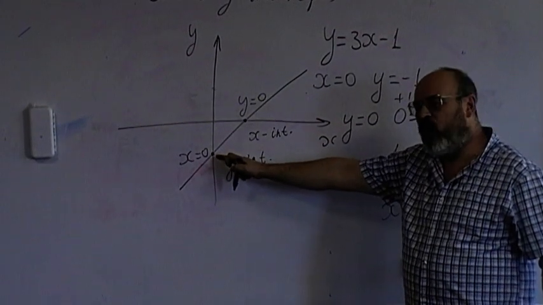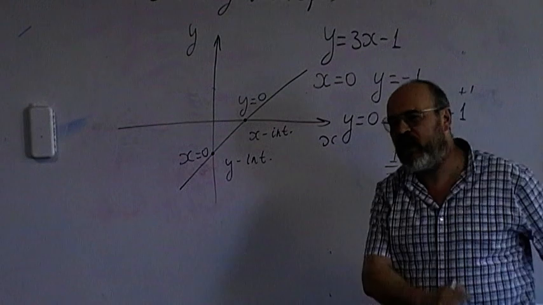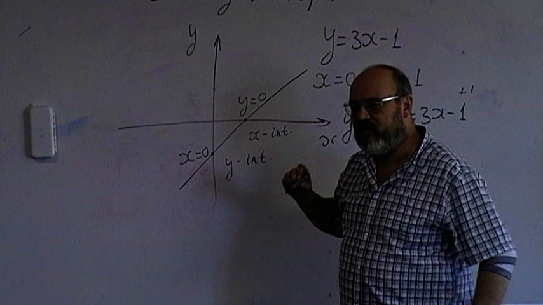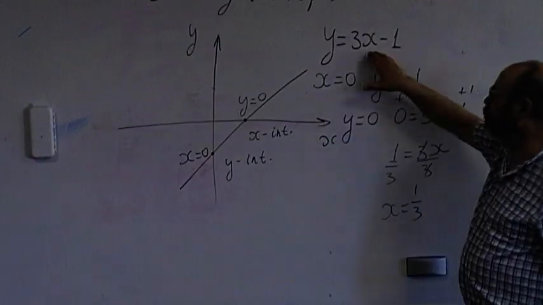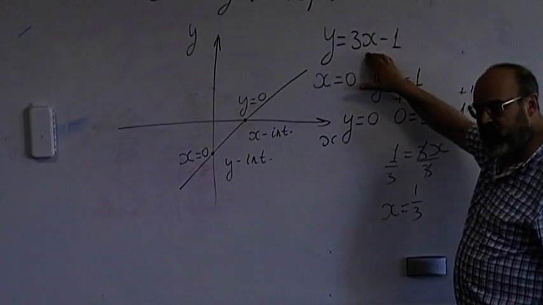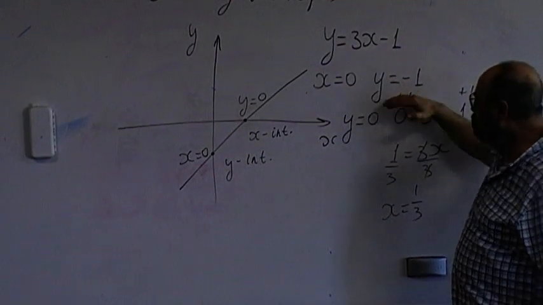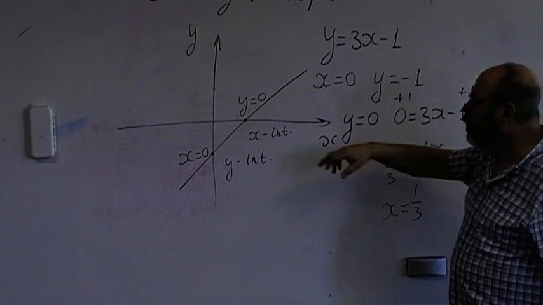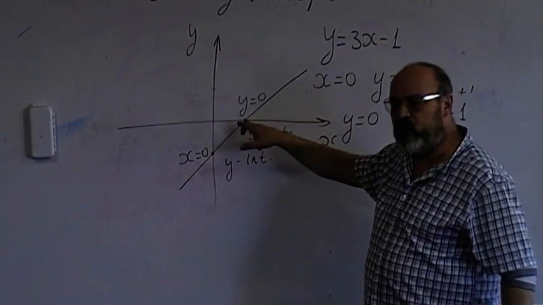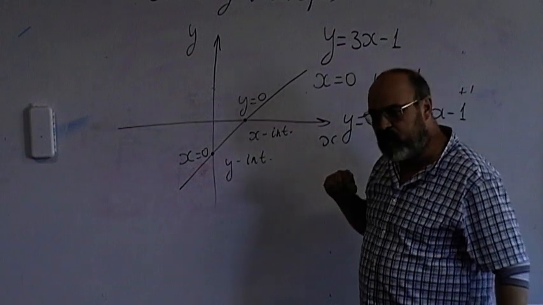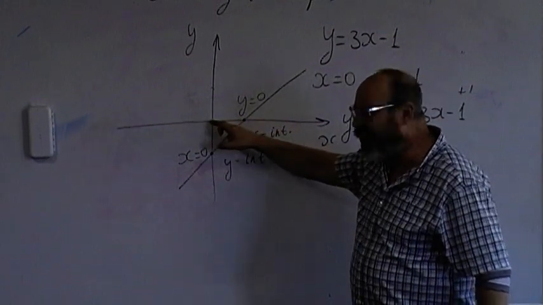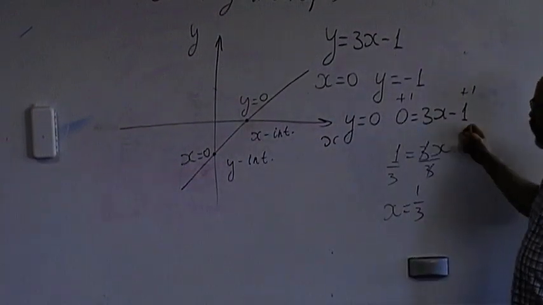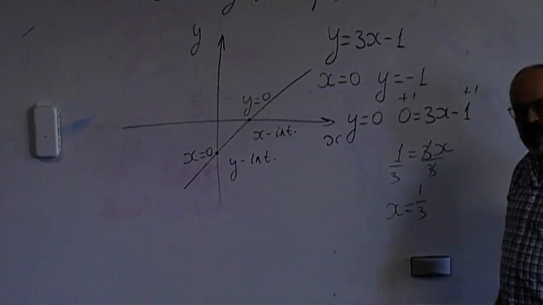Where did we get x equals 0 and y equals negative 1 and y equals 0? The intercept. Where we have the y-intercept, where the line crosses the y-axis, what is the x-coordinate of this point? 0. So when we substitute 0 instead of x, we get negative 1. Then, to find the x-intercept, we substitute y equals 0, because at the x-intercept, y is 0. So 0 equals 3x minus 1, and we solve this equation.